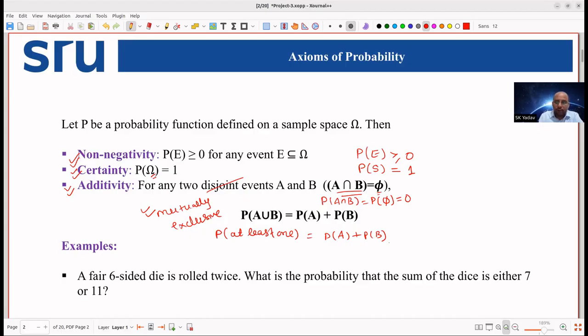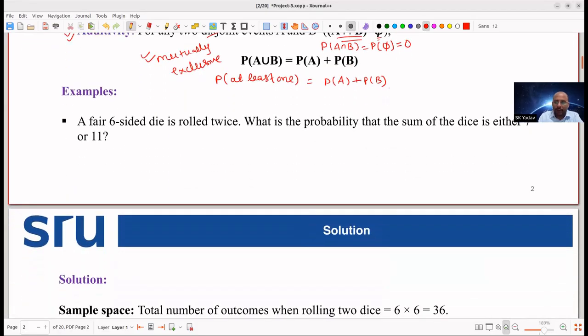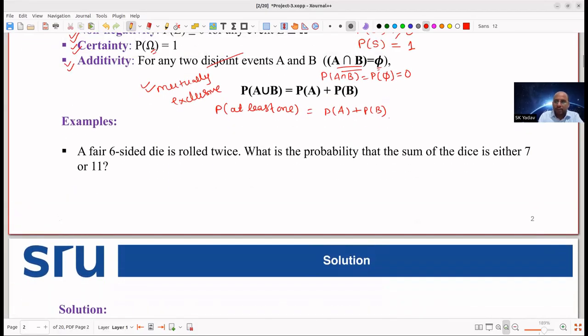If events are not mutually exclusive, then we have one more term, which we will discuss in coming slides, called the addition rule of probability. So let us see one example here. The example states that a six-sided die is rolled twice. That means a single die is rolled 2 times. What is the probability that the sum of the dice is either 7 or 11?